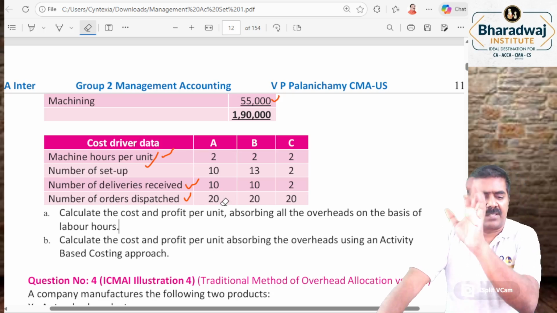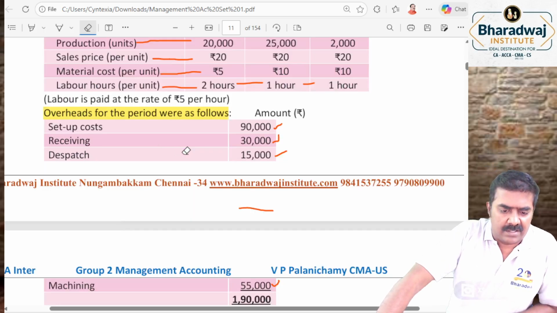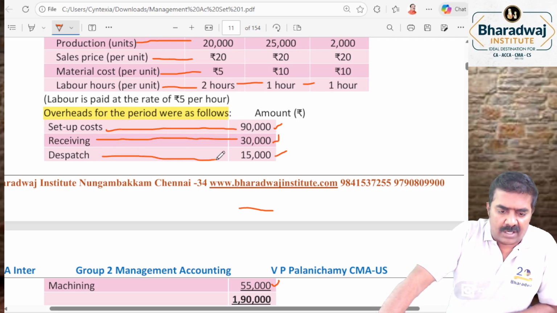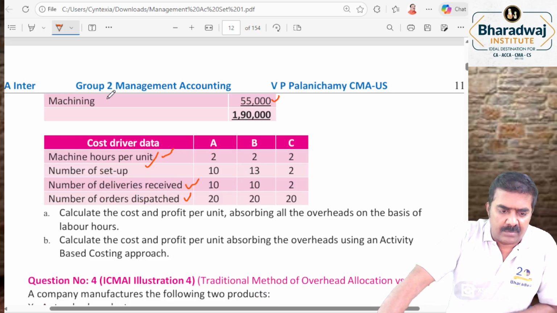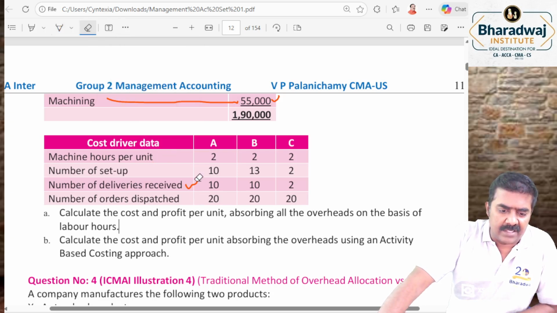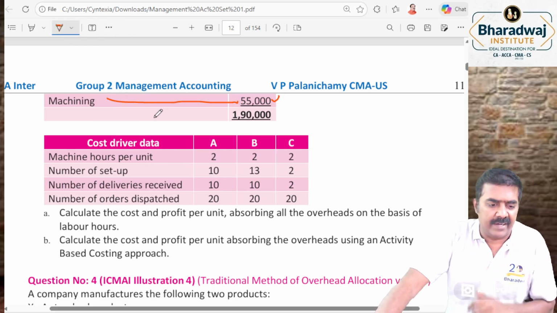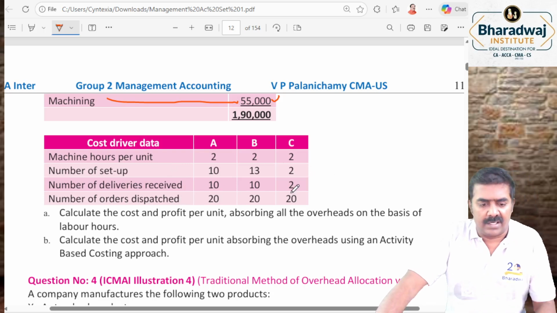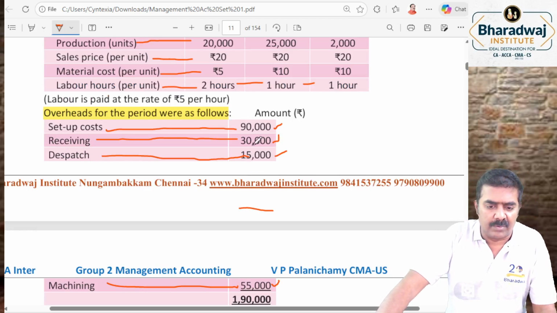For activity-based costing system, how many classifications are given? Setup related cost is given, then receiving related cost, then dispatch related cost, then what? Machining related cost is given. Then this is cost. Activity data is given. Cost driver data is nothing but activity data. Machine hours per unit is given, number of setups, number of deliveries, and what? Number of orders dispatched is given to us. Let us work out one by one.